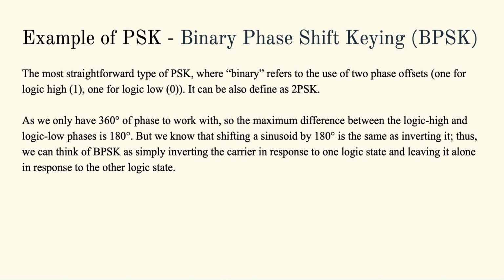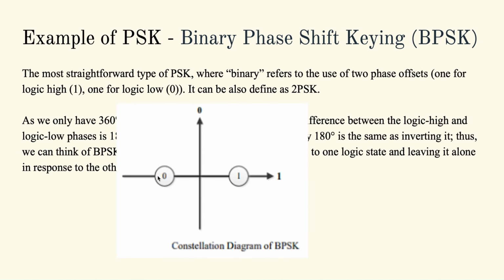Hi, I'm Jasper. I'll be talking about the examples of PSK. The first example of PSK is binary phase shift keying, called BPSK. It is a more straightforward type of PSK where binary refers to two phase offsets, which are logic high and logic low. It can also be defined as 2PSK. We only have 360 degrees of phase to work with, so the maximum difference between logic high and logic low is 180 degrees, which are opposites.